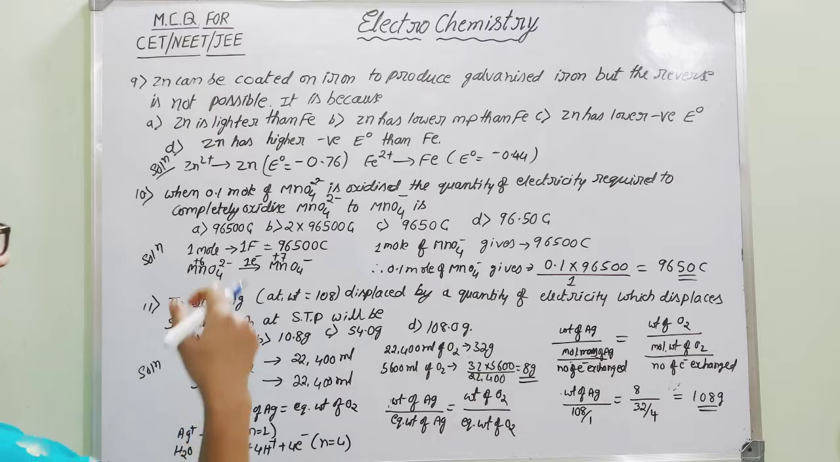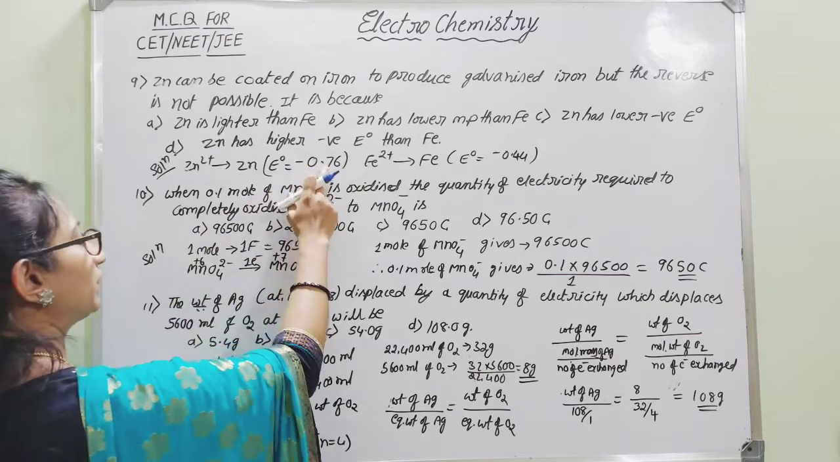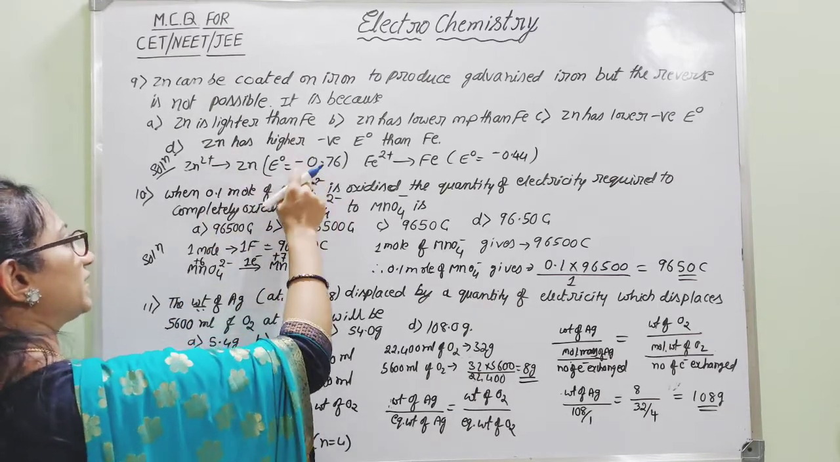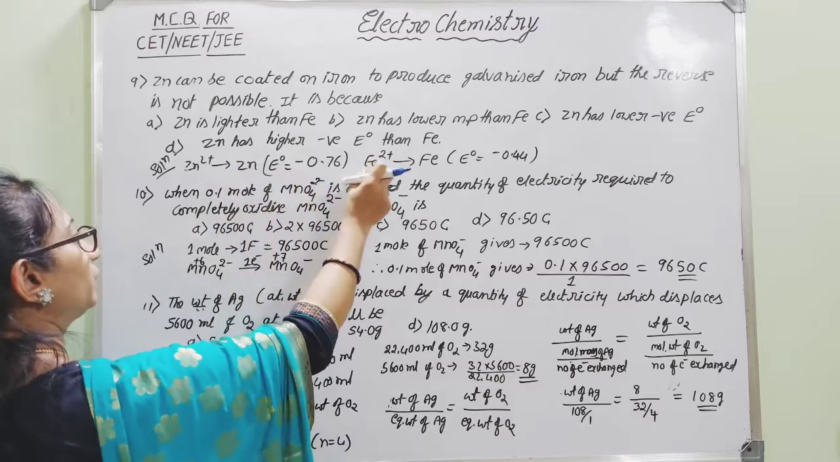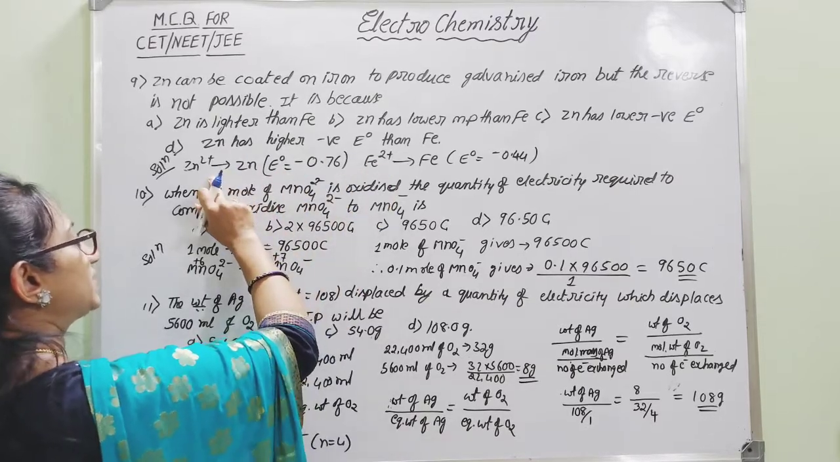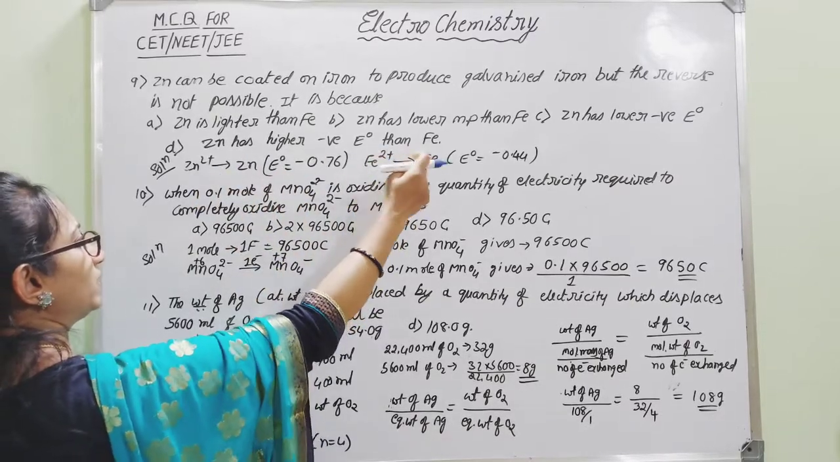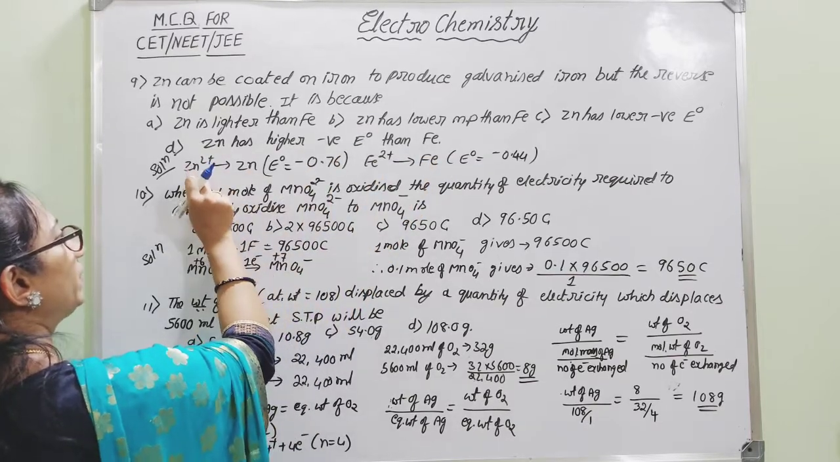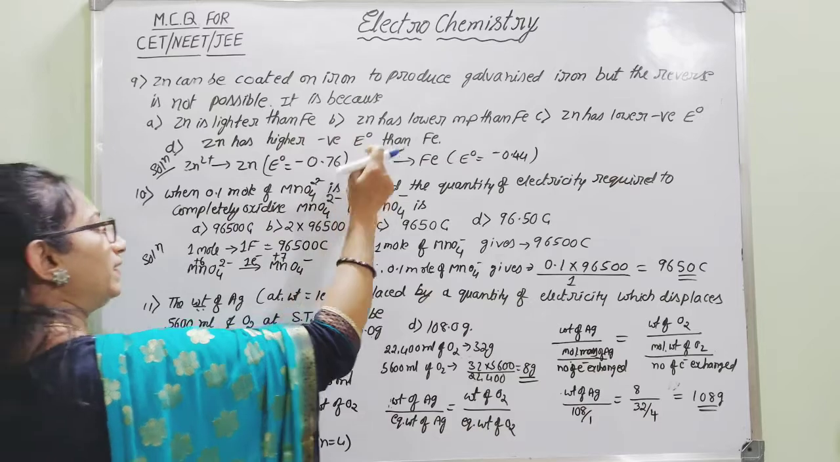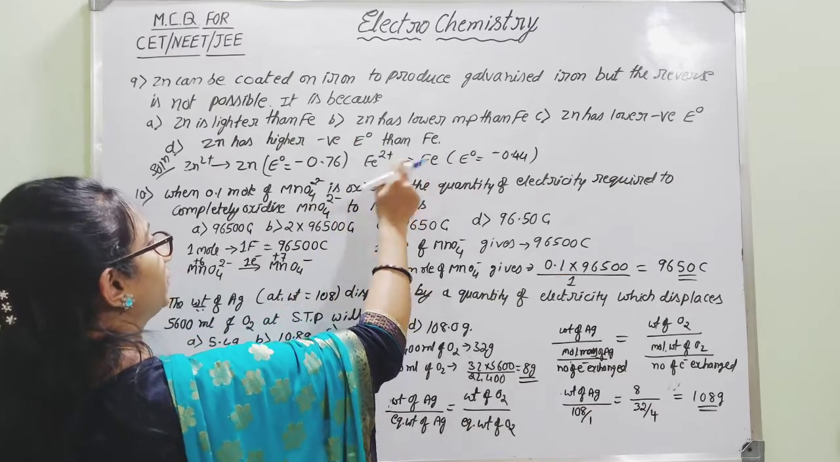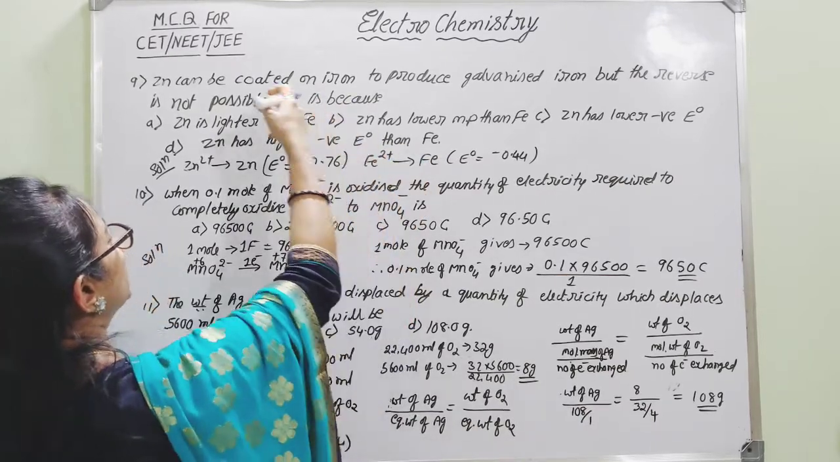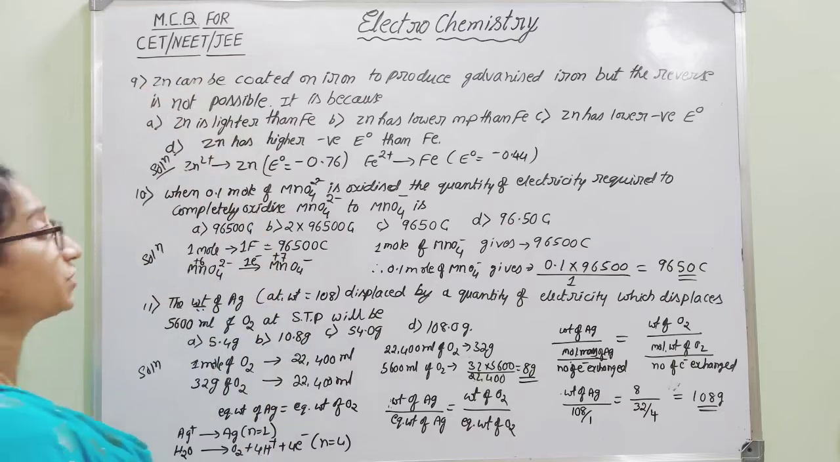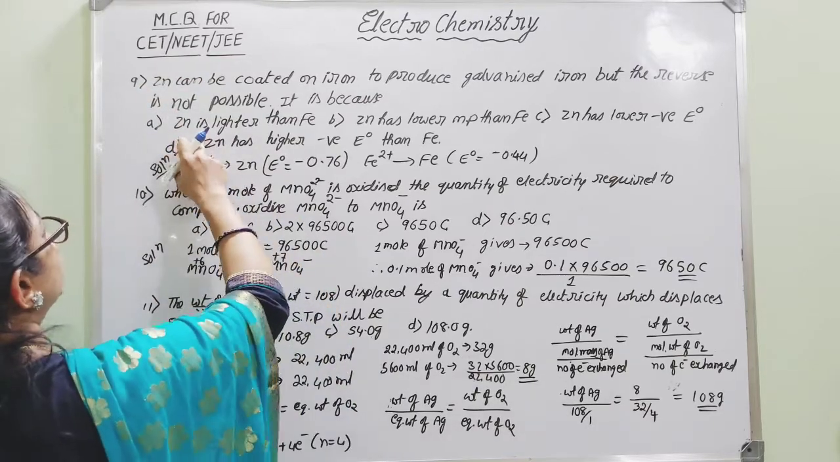Got it? So the one which has the lower reduction potential value easily gets oxidized. So when we take both, zinc can easily reduce Fe2 plus to give Fe. Got it? Therefore zinc is helping in preventing the oxidation of Fe into Fe2 plus. So that is done with the help of galvanization. Here they have mentioned that option.